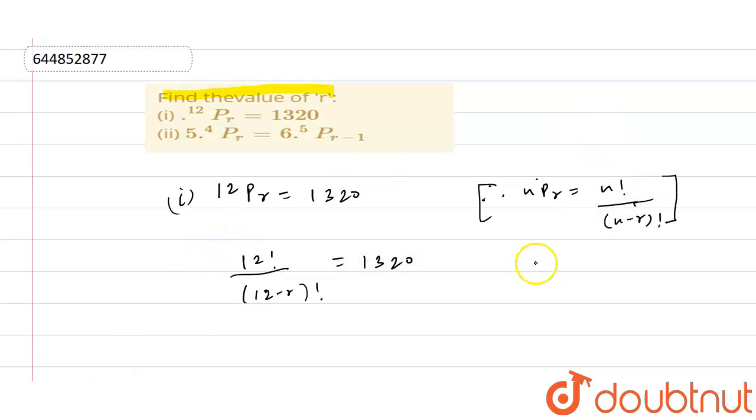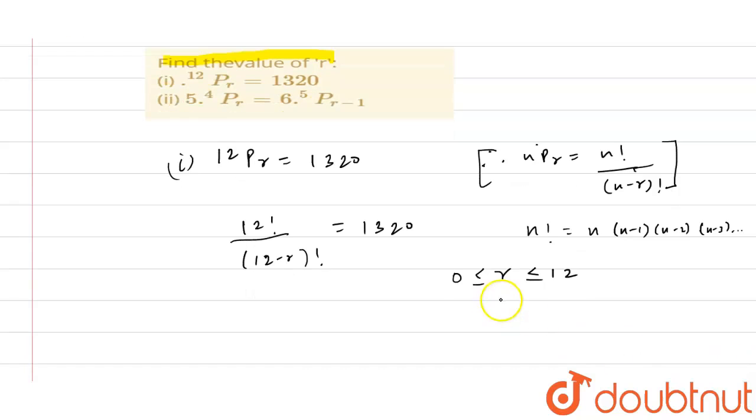And we know that n factorial is equal to n times (n minus 1), (n minus 2), (n minus 3), and so on. So we can say that r should be greater than or equal to 0, but always less than or equal to 12, because it is only 12 minus something. So 12 minus something is always less than 12, or it can be 0. So the range for r is r greater than or equal to 0 and less than or equal to 12.